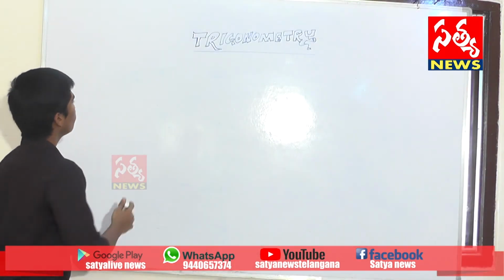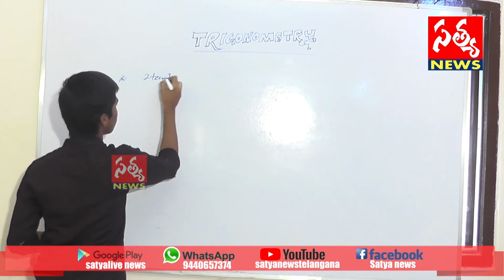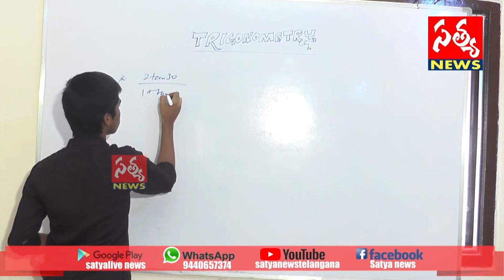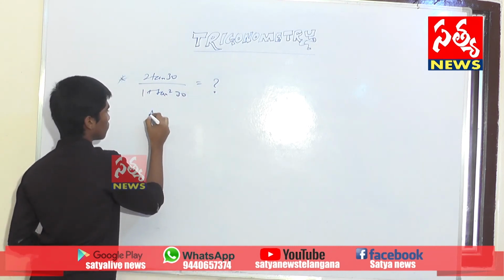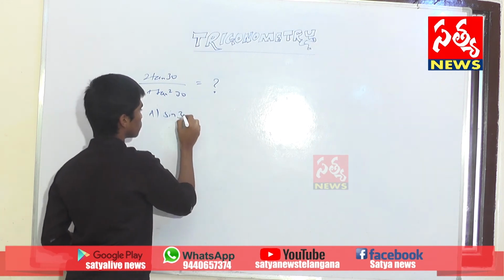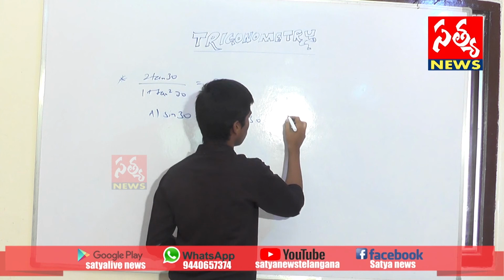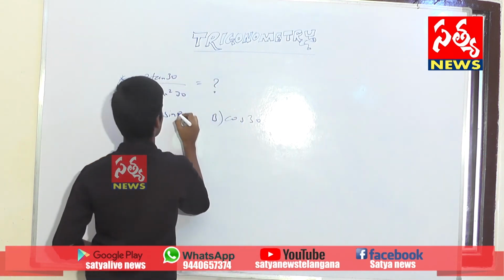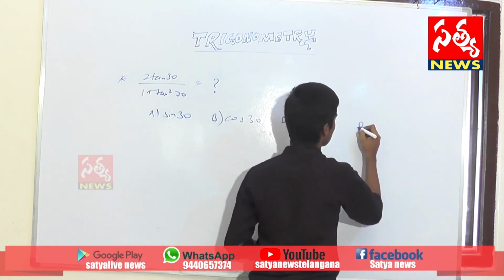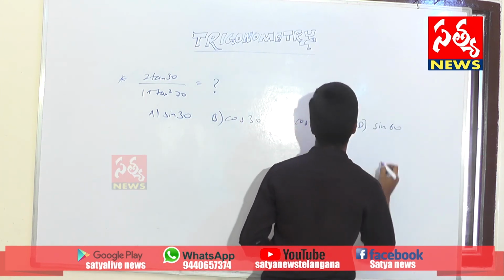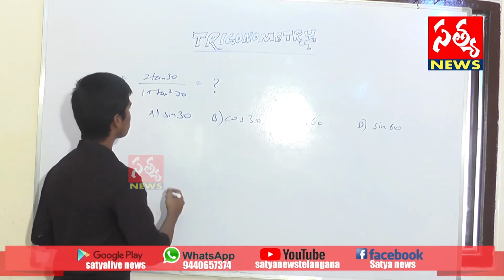Let's discuss another problem. 2 tan 30 by 1 plus tan square 30 is equal to how much? Options: A sin 30, B cos 30, C cos 60, D sin 60. Think for a while. I will solve it.